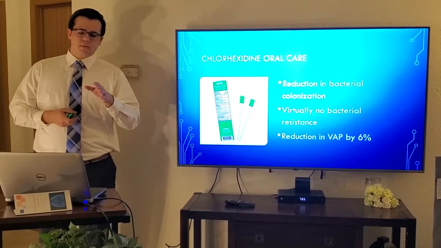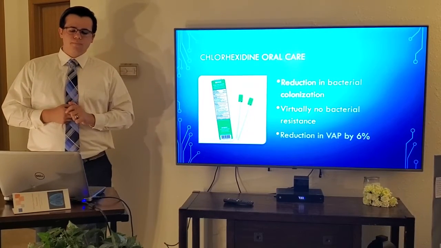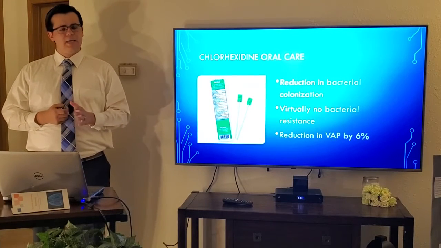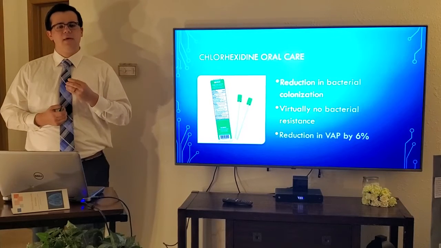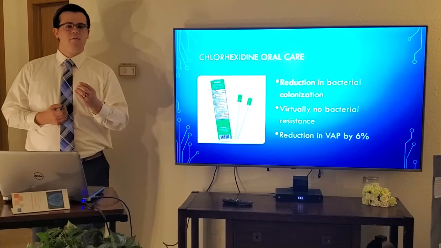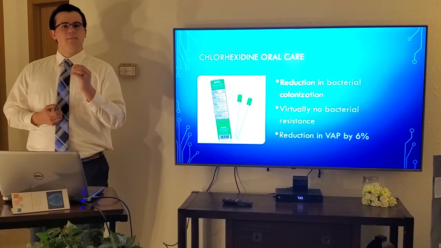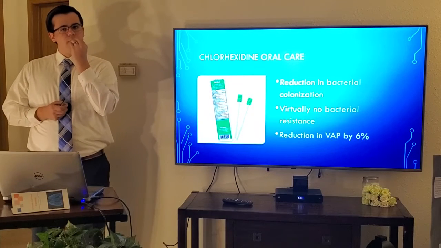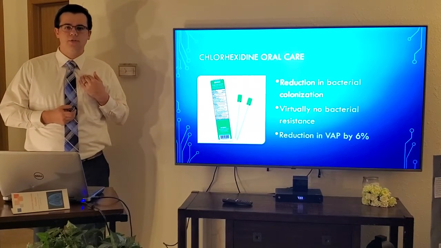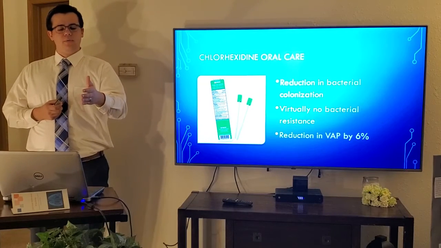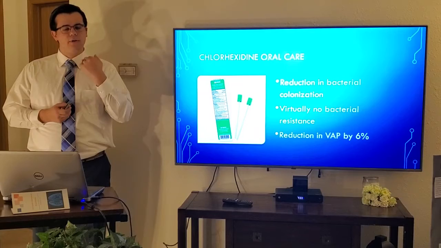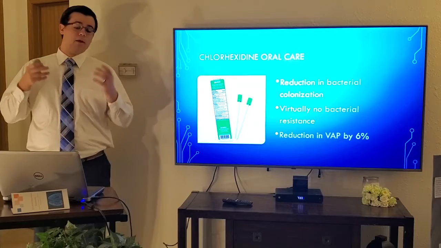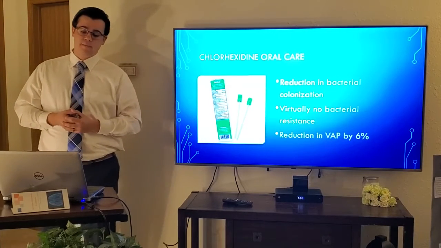It's simple. The solution itself, chlorhexidine, is an antibacterial solution that is designed to clean the oral cavity and reduce the amount of bacterial colonization, the amount of bacteria that grows in the mouth. If you think about it, you have a tube going through your mouth, down your airway, and into your lungs. So how do we reduce bacteria from getting from your mouth down into your lungs? Well, we use a solution to help reduce the amount of bacteria that actually grows in your mouth. And there is a lot of bacteria that grows in your mouth. So this helps with that.